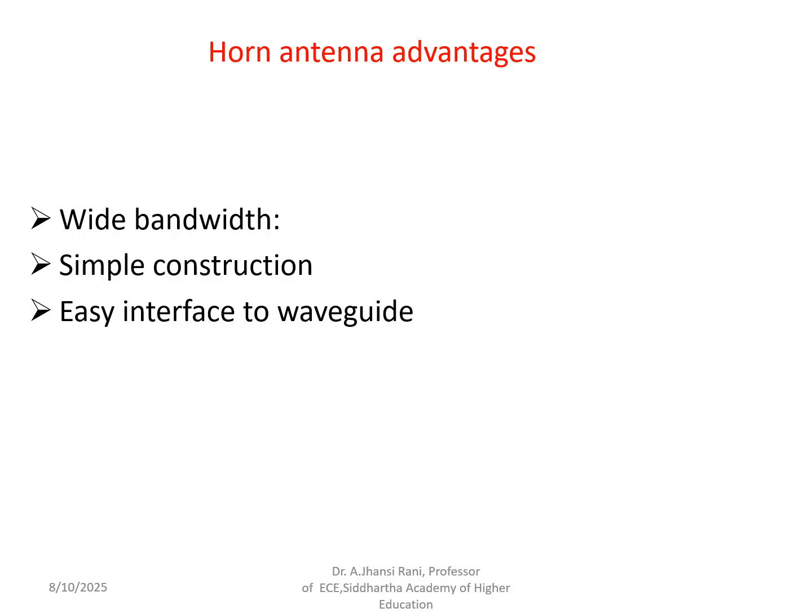The main advantage of the horn antenna is that it is not a resonant structure, so it gives a wide bandwidth and the construction is also easy. Only thing is, either the rectangular waveguide or cylindrical waveguide you have to flare out in either the E direction or the H direction. And it is easy to interface with waveguides because two waveguides can be connected easily together. Thank you.